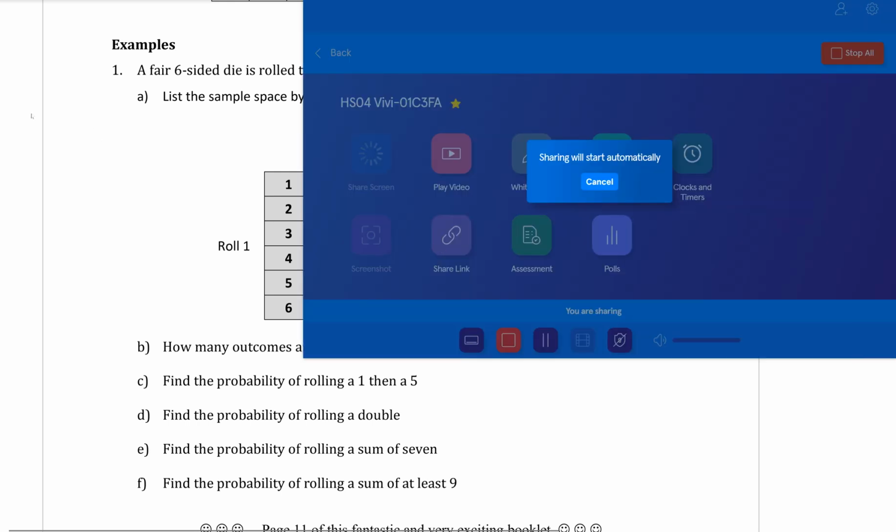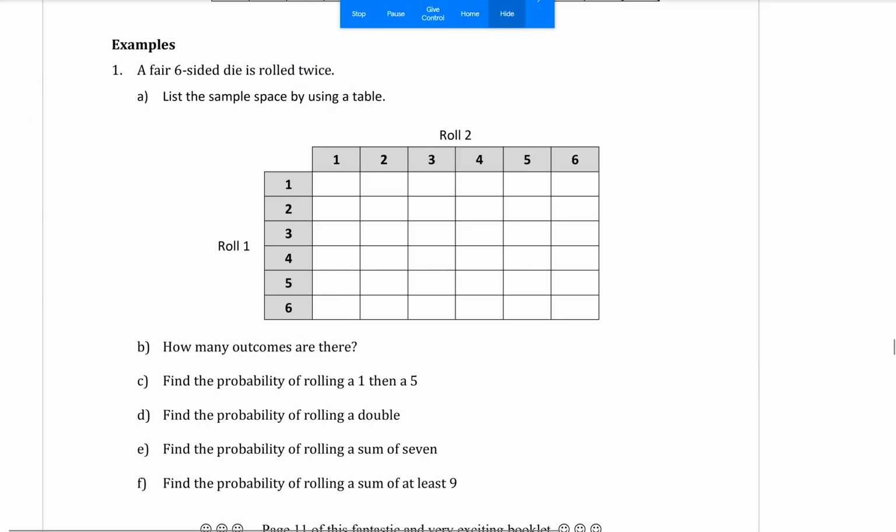Here we go. Okay, example number 1, we have a fair six-sided dice that is rolled twice. So roll number 1, my possibilities are listed here. Roll number 2 across the top. The first thing we want to do, it says, is list the sample space in that table. Now be consistent when you put them in the table because sometimes the order that they occur in is important. So roll 1 has to go first.